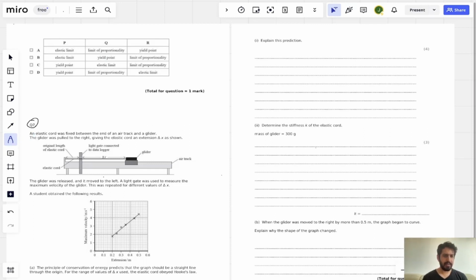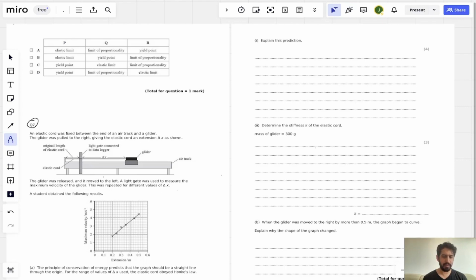Question 7. An elastic cord was fixed between the end of an air track and a glider. The glider was pulled to the right, giving the elastic cord an extension delta x as shown. The glider was released and it moved to the left. A light gauge was used to measure the maximum velocity of the glider.